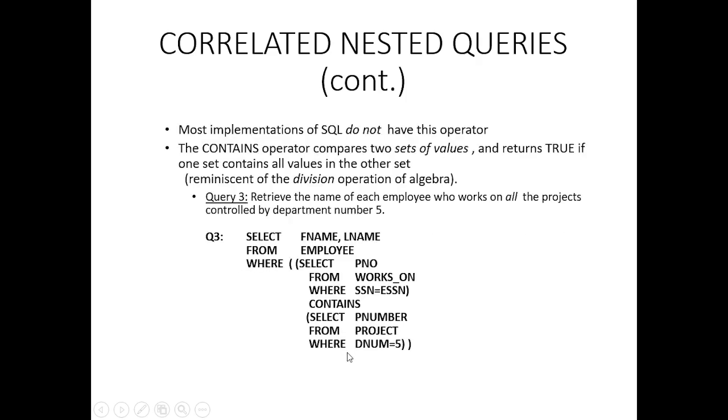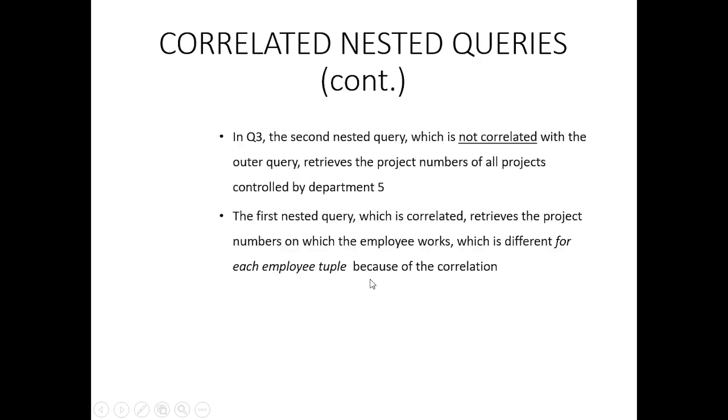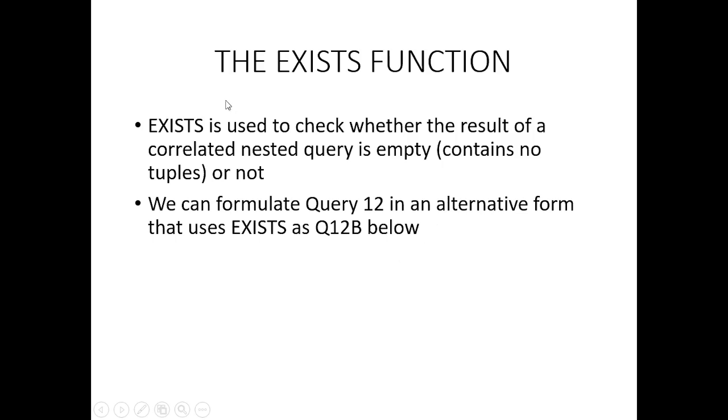So we know that when the correlation occurs, we will get different tuples. Okay. So this will select PNO and that has a correlation with F name and the employee and that will return different tuples. And we have this EXISTS function. So the EXISTS is used to check whether the result of a correlated nested query is empty. That is, it contains no tuples or not.